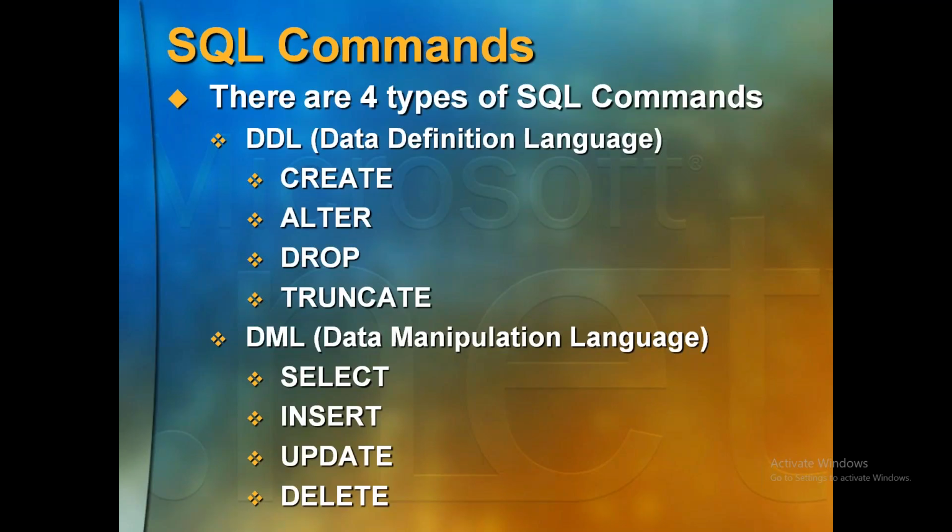We are discussing SQL commands, and we saw there are four types. One is DDL: creating database, creating table, altering database, altering table, dropping database, dropping table, truncating. So these are the commands that are part of DDL. Then we have DML: select, insert, update, and delete, where you insert the data, delete the data, update the data, and select means reading the data. So these are called data manipulation language commands.